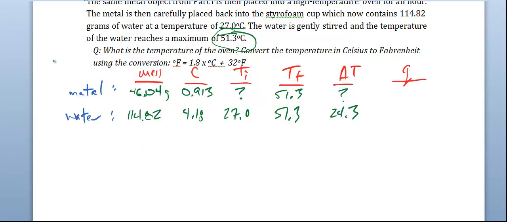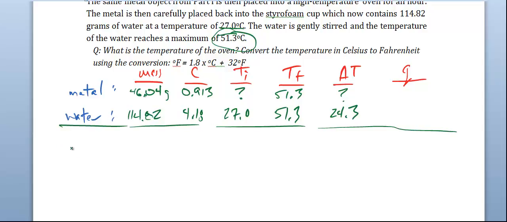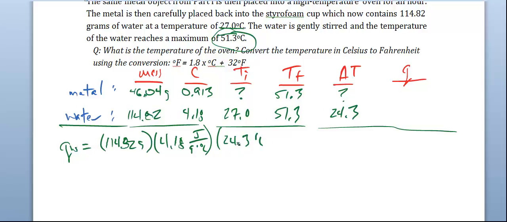Let me just get a little more space here. So Q for the water is 114.82 grams times the specific heat of water times the delta T, which we said is 24.3. Just as an aside, it's just so nice to have your data organized, especially in problems like these where there's a lot of numbers floating around. It's really good to have it organized so that when you need it down here in the calculations, you just know exactly where to go. So this time the heat is a lot bigger, 11,663 joules. So that goes here, 11,663. Therefore, the metal released that amount of heat, and that's a negative sign.